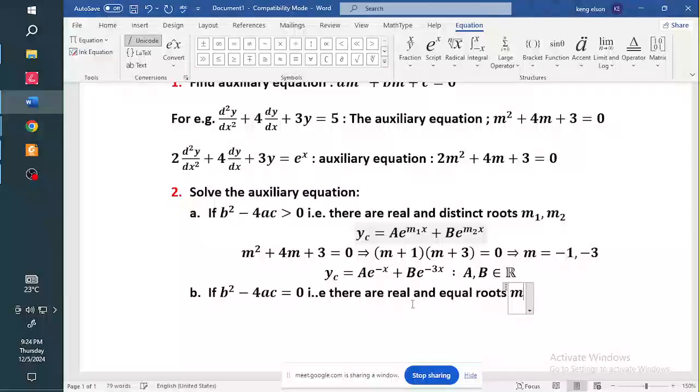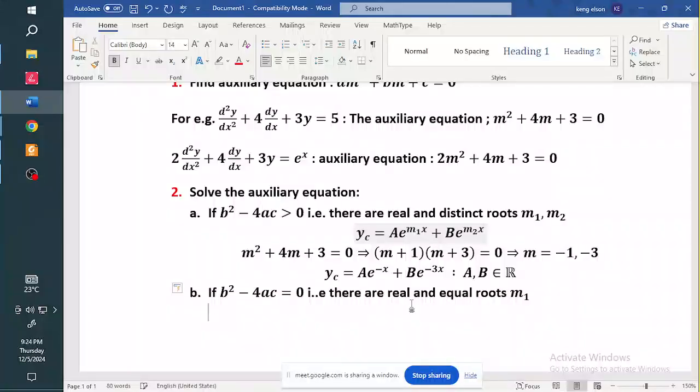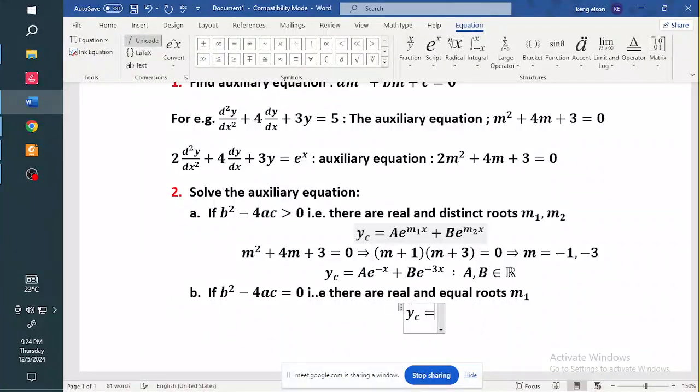Let's just say that the root is just m, maybe just m1, we just have one root. Then the complementary function in that case is equal to (a plus bx) times e to the power m1 times x.